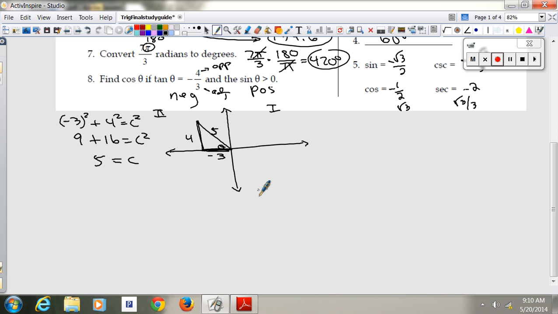Now, all it's asking for in this problem is to find the cosine. Now that you know the triangle, now that you have all 3 sides, you can find the cosine. What 2 sides does the cosine represent? Cos, C-A-H, adjacent and hypotenuse. Here's your adjacent, negative 3, and your hypotenuse is 5. So your answer to number 8 would be negative 3/5. Your cosine of that triangle is negative 3/5.